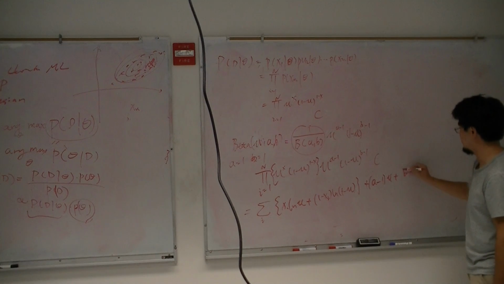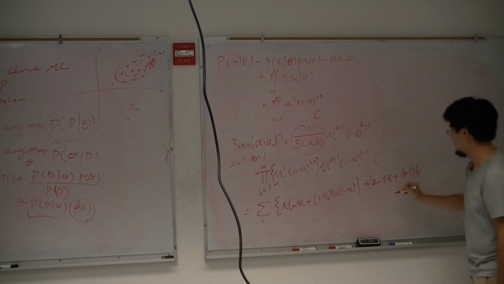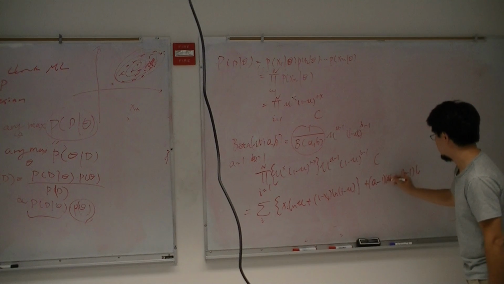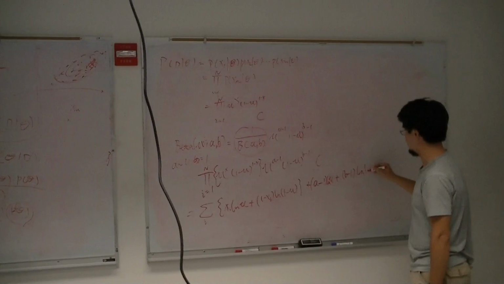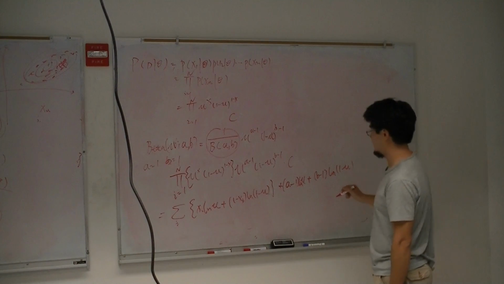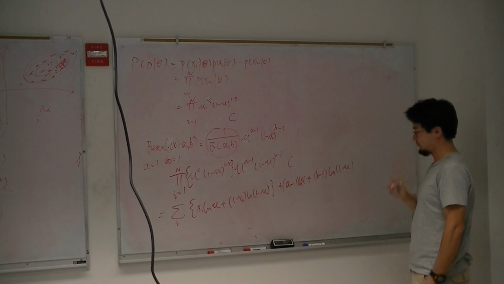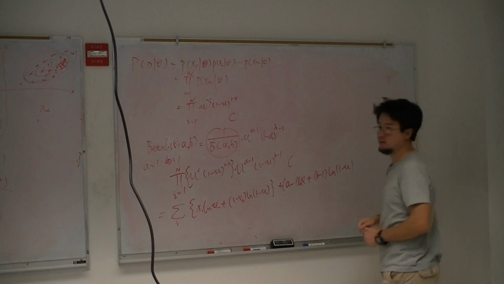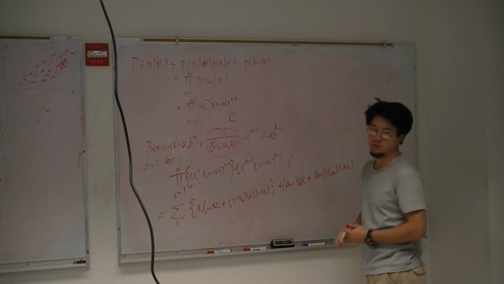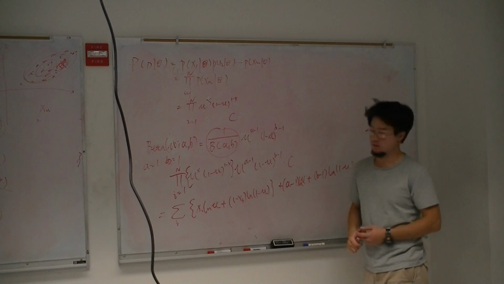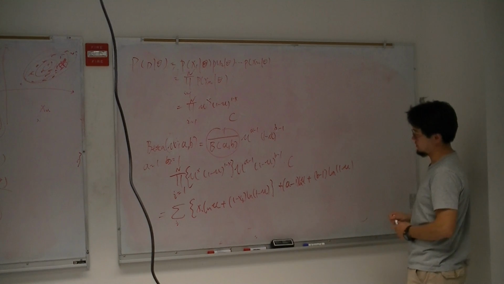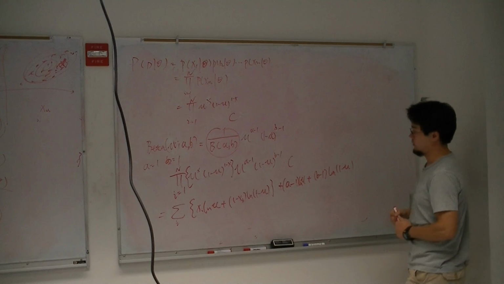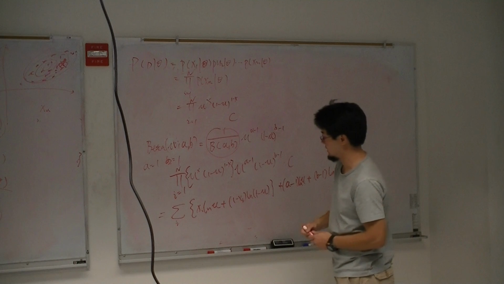Plus b minus 1. This is again an optimization problem with no constraint and a single variable. This is the simplest form you can get for optimization right now. And you are going to take the derivative with respect to mu and set it to 0.